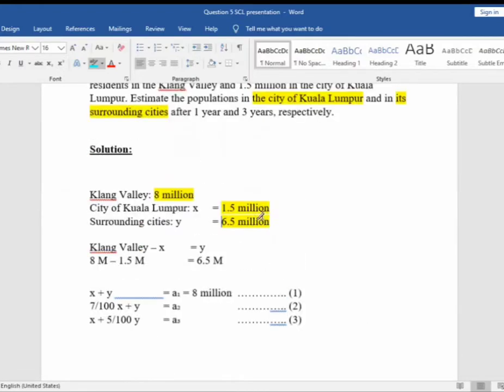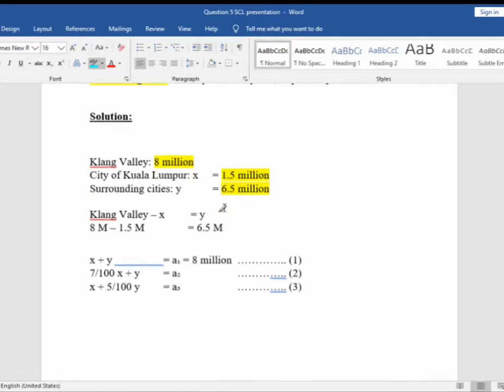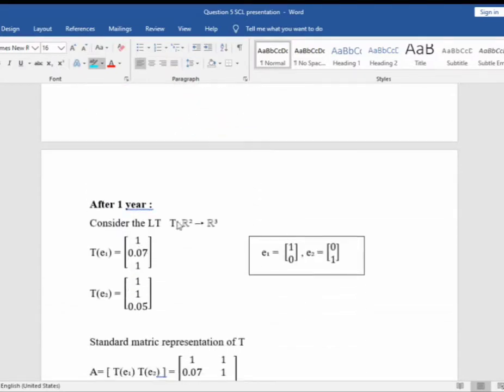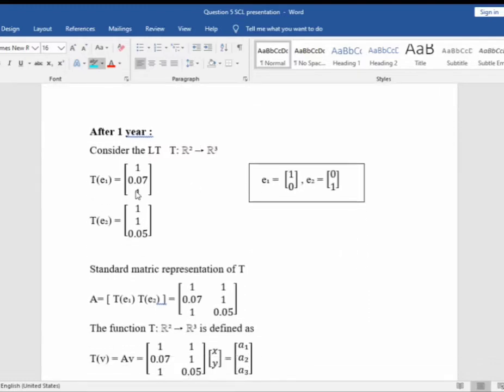So the question is to estimate the population after 1 year. First we see after 1 year. So we use the linear transformation. Consider the linear transformation, which takes vectors in R2 and outputs vectors in R2.